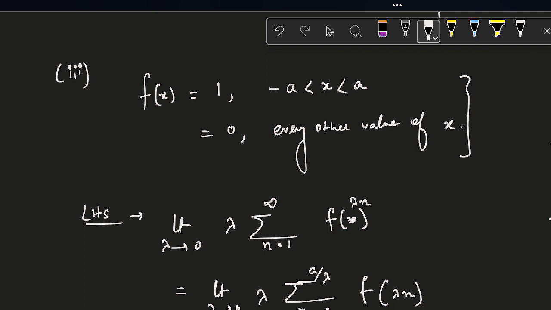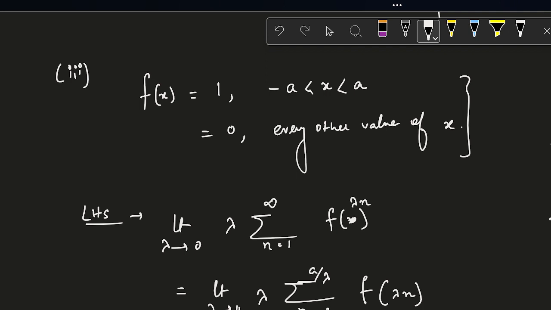So if x equal to lambda n, then f of x equal to 0 at x equal to plus minus a. That means f of lambda n will be 0 at lambda n equal to plus minus a. Simply you just have to replace x by lambda n in all those cases. Okay, so if lambda n equal to plus minus a, then at these points what is the value of n? Find it out. It is just n equal to plus minus a by lambda.